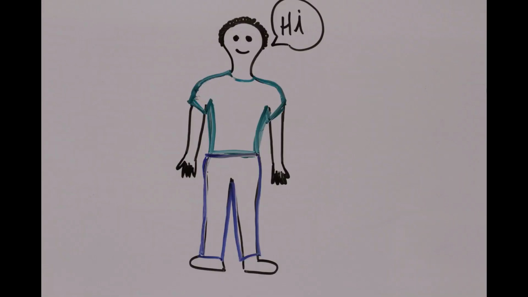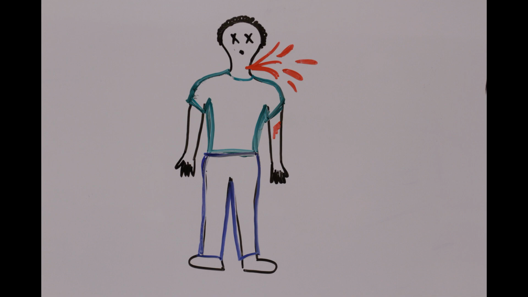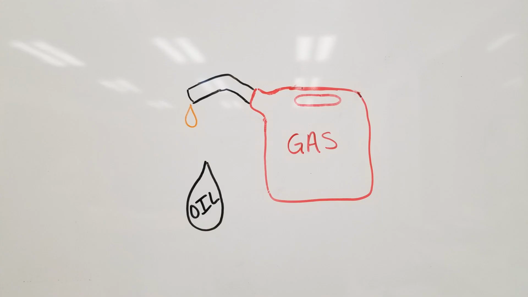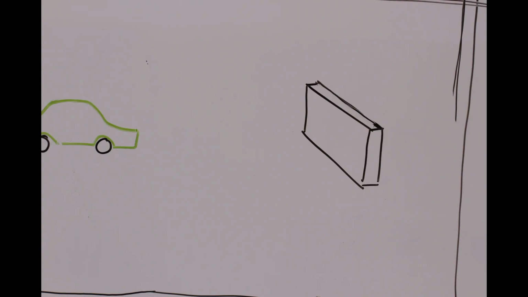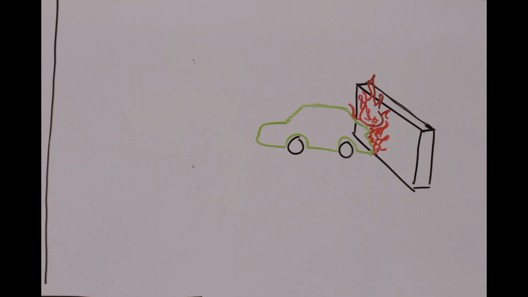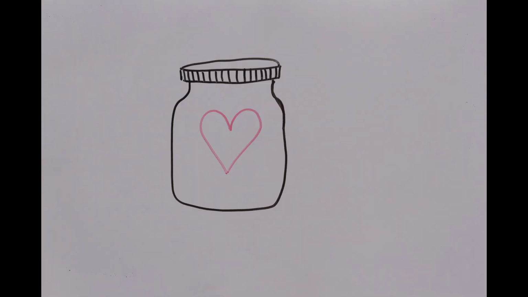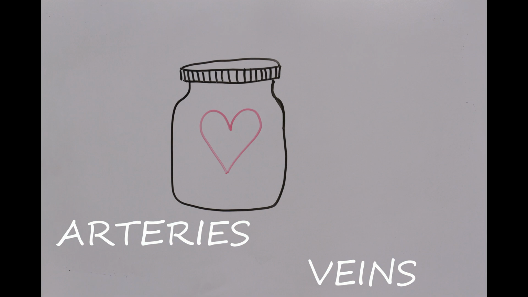The body can handle some loss, but trying to run your body without blood is like trying to run your car without oil and gas at the same time. You're heading for a crash and burn. So now let's talk about the body's container, the arteries and veins.